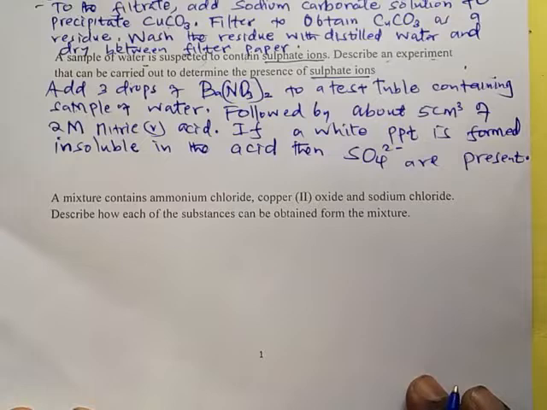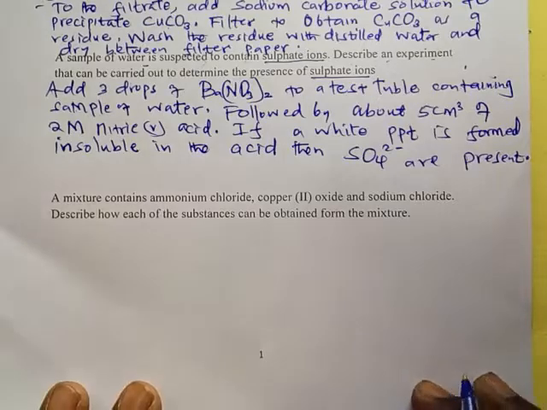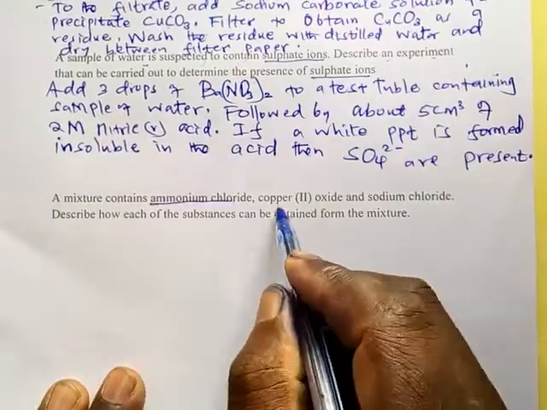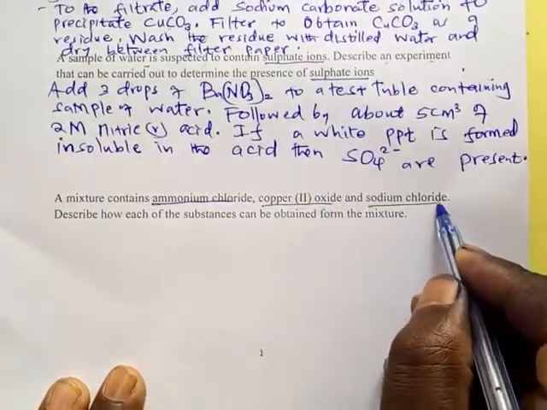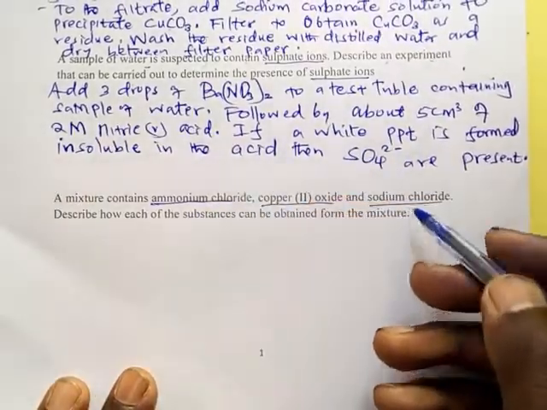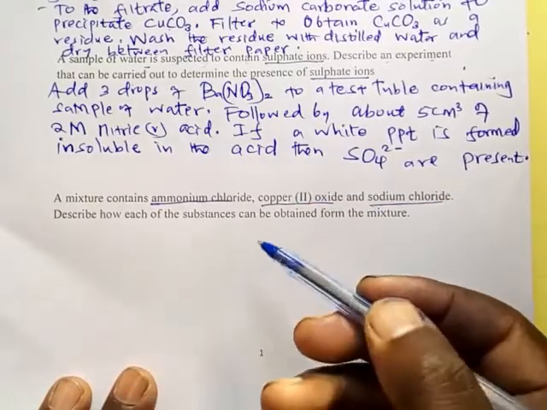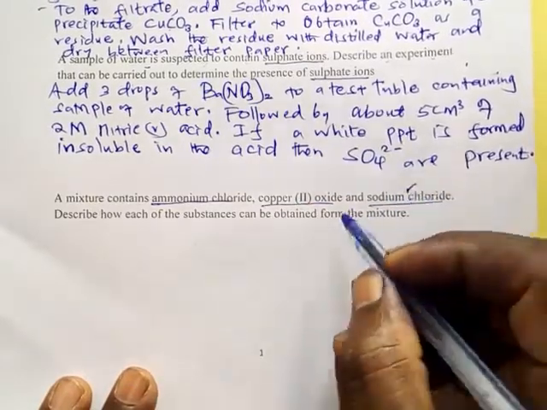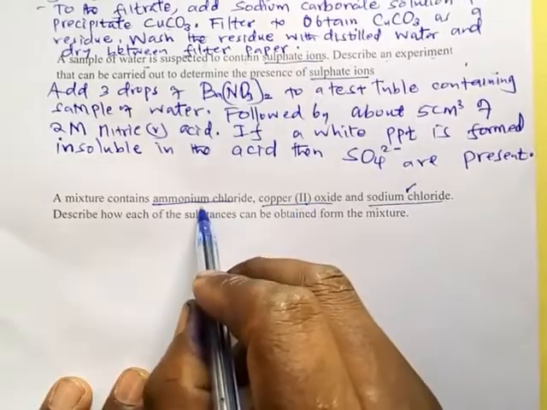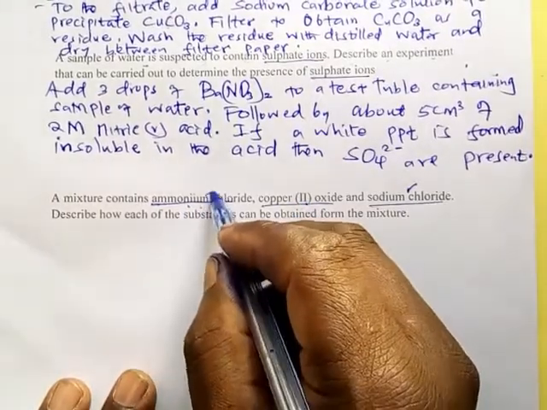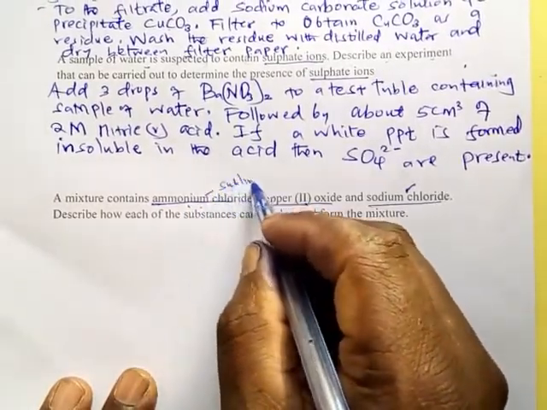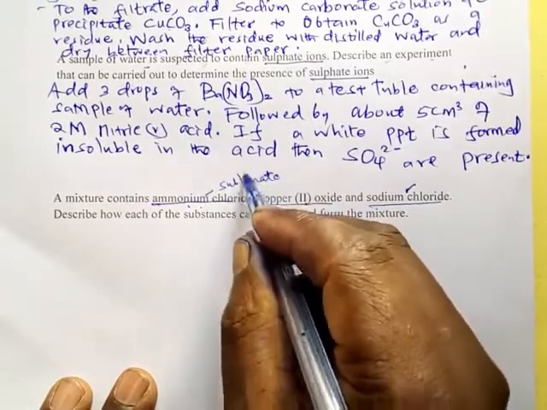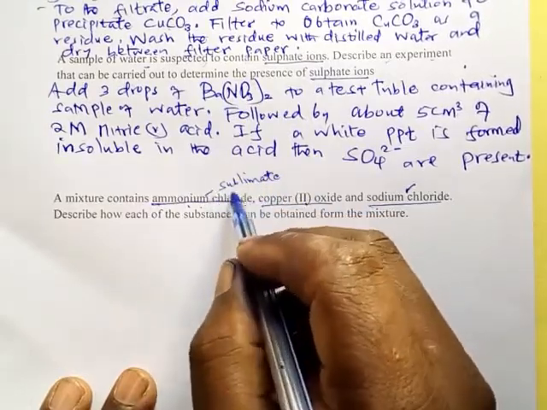A mixture contains ammonium chloride, copper 2 oxide, and sodium chloride. Describe how each of the substances can be obtained from the mixture. Now this is separation, but these are salts. That's why this question is here. First, you need to understand which salts are soluble. This one is soluble, this one is insoluble, this one is soluble, but also this one sublimes, a substance which changes directly from a solid to a gas.